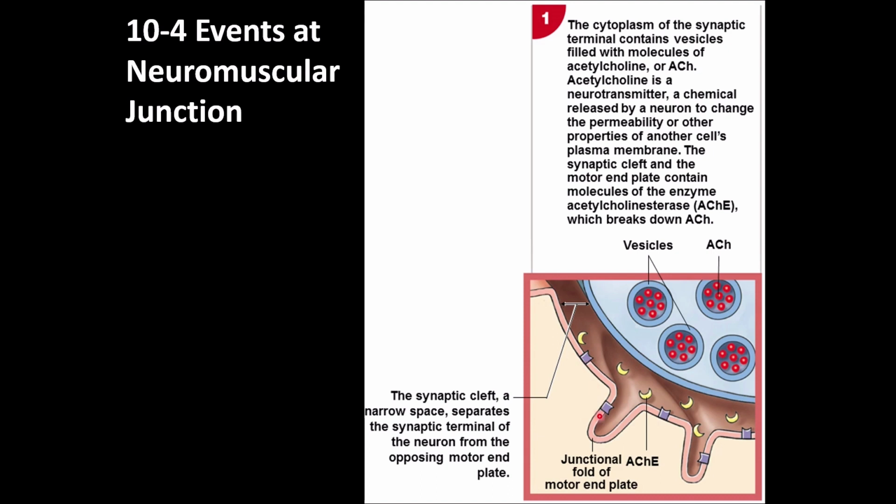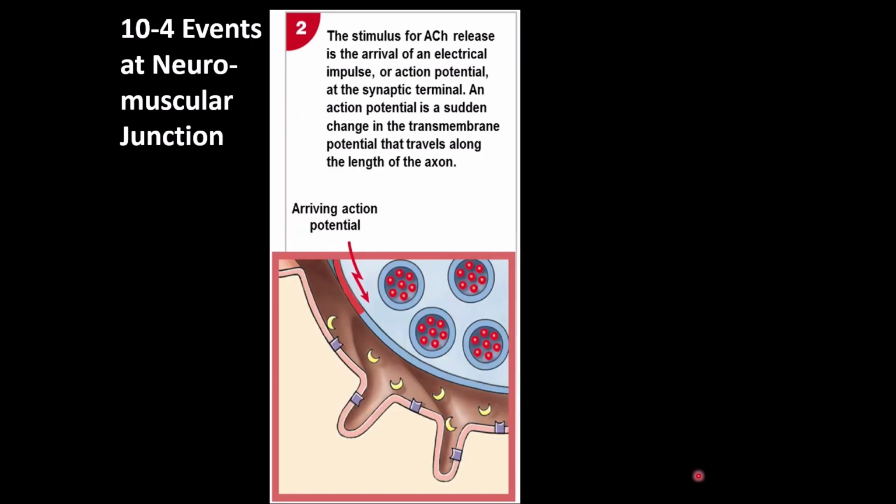You also have these receptors that are responsive to the acetylcholine. I will show you what will happen to those receptors. And you have some enzymes here. These are called acetylcholinesterase, which breaks down acetylcholine. The motor end plate is the area where the nerve connects to a muscle fiber, and that is the area where the muscle fiber can be activated.